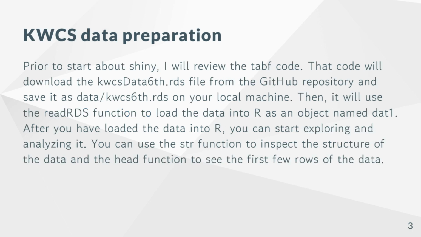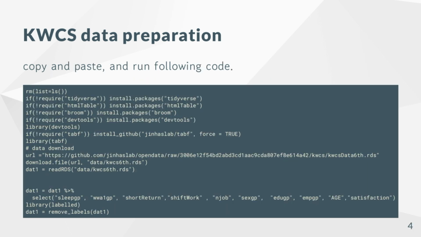Prior to starting with Shiny, I will review the TAF code. That code will download the KWCS data 6th rows file from the GitHub repository and save it as data/KWCS6THRDS on your local machine. Then, it will use the readRDS function to load the data into R as an object named dat1.